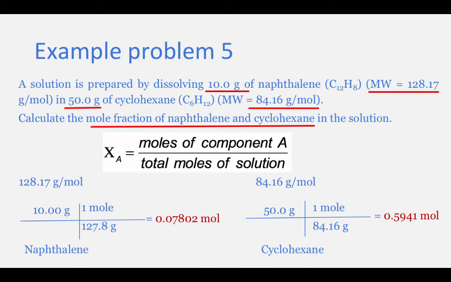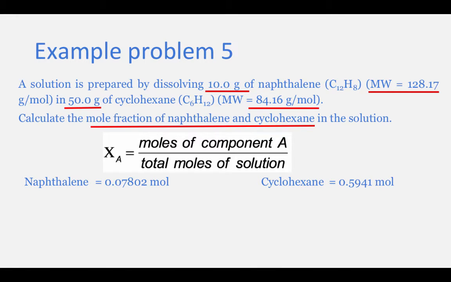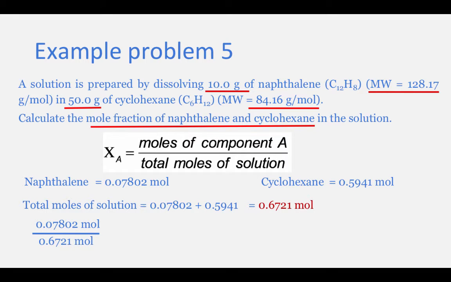To find the denominator, you will need to calculate the total moles of solution. But are moles additive? Yes, they are for the same reasons that mass is additive. So to find the total number of moles, add together 0.07802 plus 0.5941 to get 0.6721 moles total. To find the mole fraction of naphthalene, divide the number of moles of naphthalene, 0.07802, by the total number of moles, 0.6721, to get a mole fraction of 0.116.